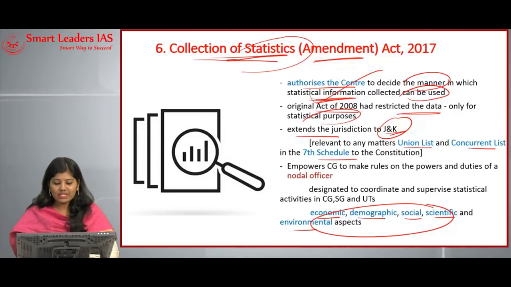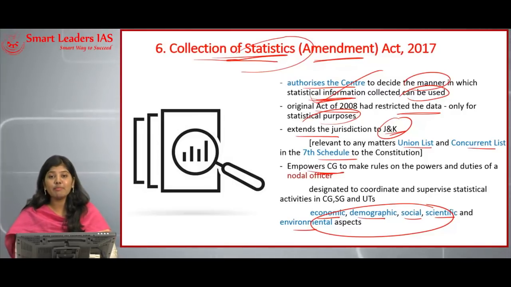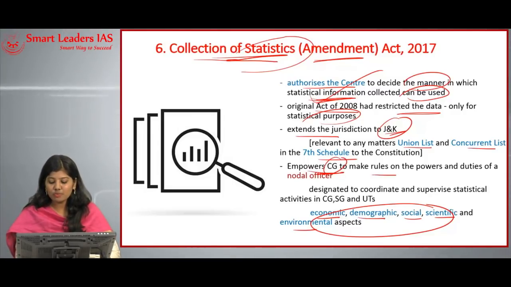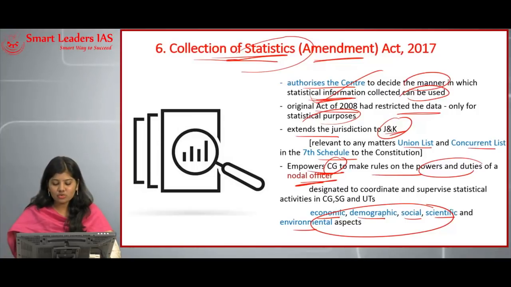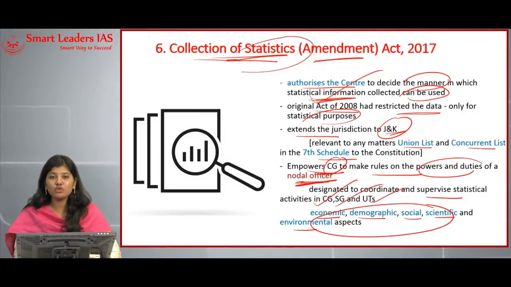So one more thing here is, this amendment act empowers the central government to make rules on the powers and the duties of a nodal officer who is getting appointed by means of this act. This nodal officer is designated to coordinate and supervise the statistical activities in central government, state government and union territories. So he is going to take care of all those things.